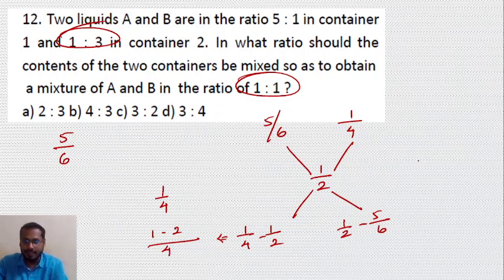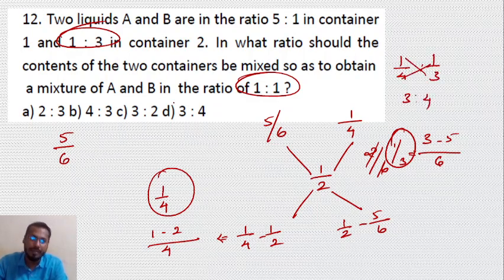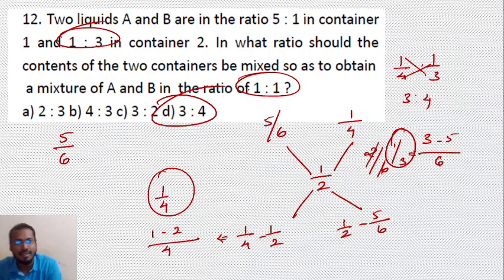Okay, and here 2, 1, 6; 6 is the LCM, and 2 3 times 3 5. So here also it will become a negative sign. Okay, so 2/6, that is 1/3. Correct? So 1/4 is to 1/3. If you cross multiply this, 3:4 will be the answer. Option D is the right answer.